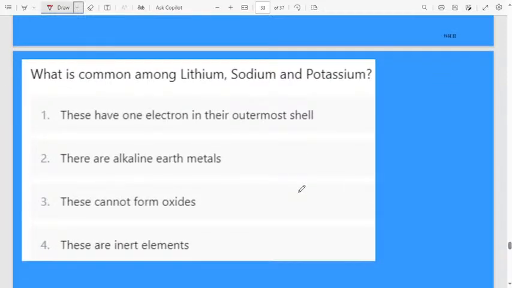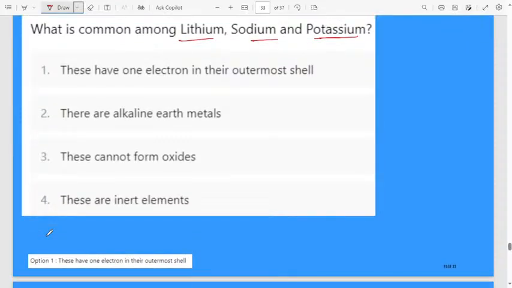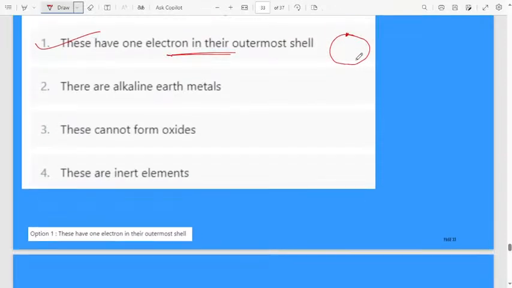What is common among lithium, sodium, and potassium? First option, these have one electron in their outermost shell. Second option, these are alkaline earth metals. Third option, these cannot form oxides. Fourth option, these are inert elements. Which one is common? They have one electron in the outermost shell. Lithium, sodium, in the outermost orbit, all have only one electron. That is the common thing.